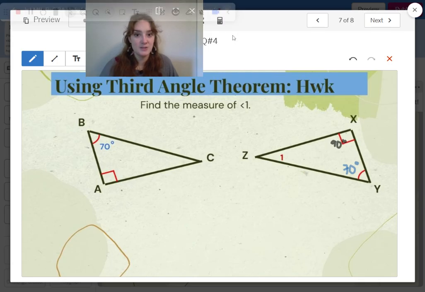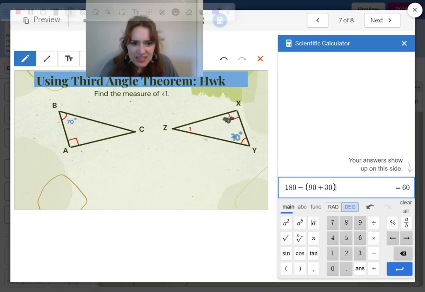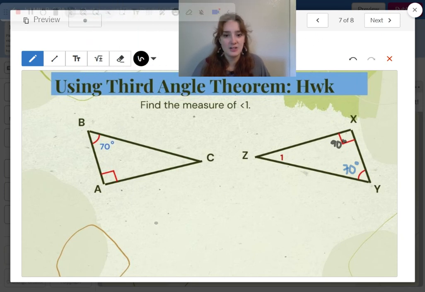Okay, triangle sum. We can find the missing angle. You could do 180 minus 90 plus 30 to keep it all in one step. Oh, that's a 7. Yeah, I was going to say 60 seems too big. My bad, can't read my own handwriting. That's a 70. 90 plus 70 minus 180 is going to leave us with 20. So our final answer, measure of angle 1 is 20, and then don't forget to include degrees.